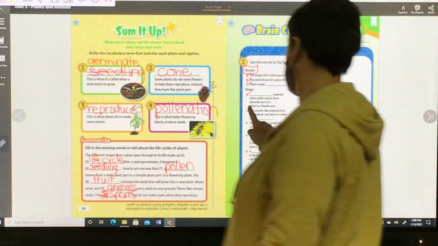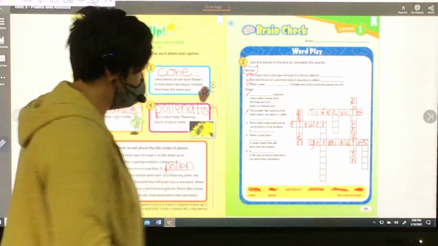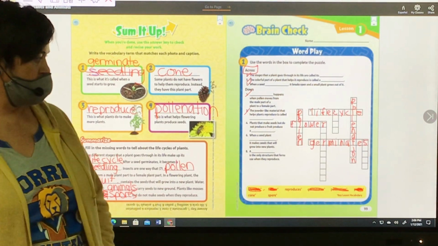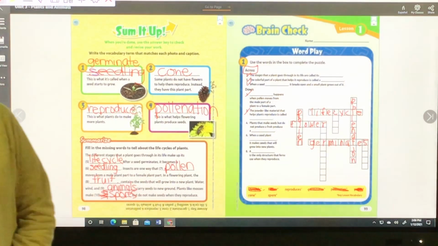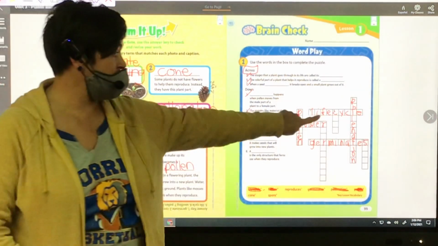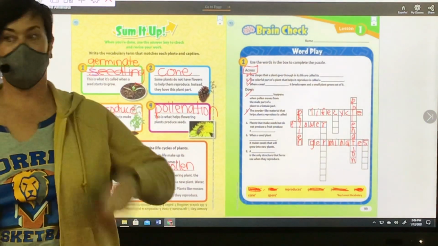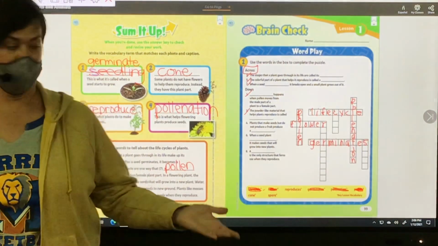So 4 down, plants that make seeds but do not produce a fruit, produce a spore? No. Cone. 4 down is cone, and they give you a clue on that one because it starts with what letter? A C. So what is that? Cone.